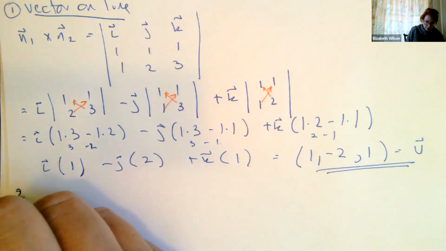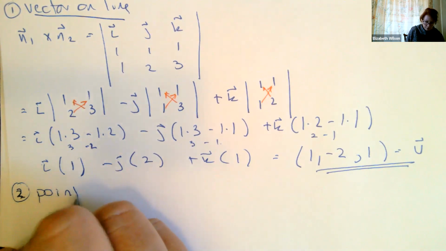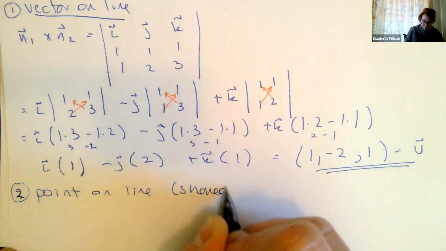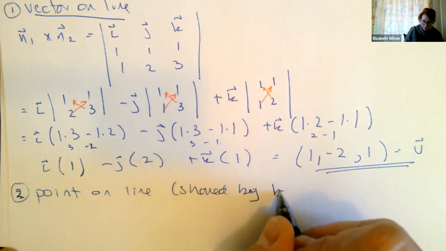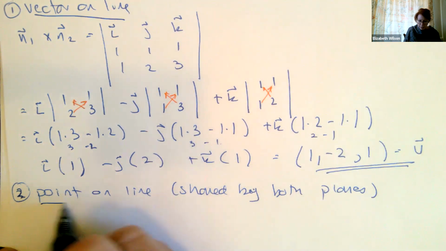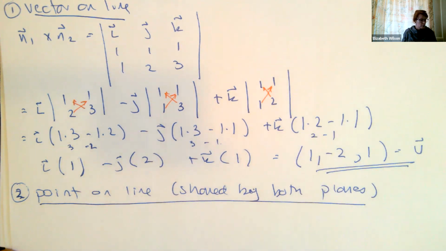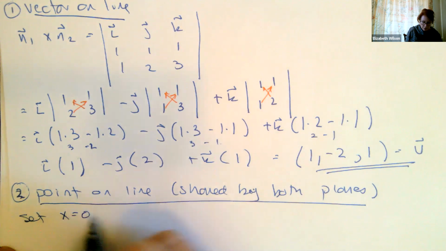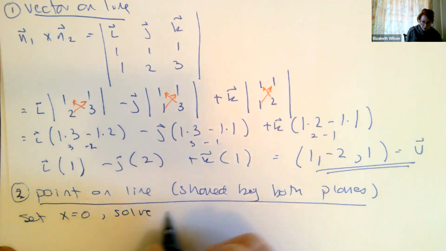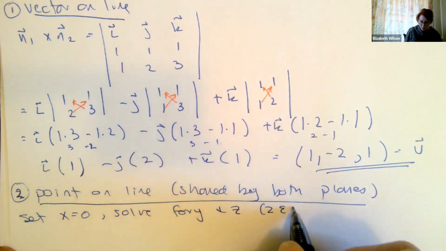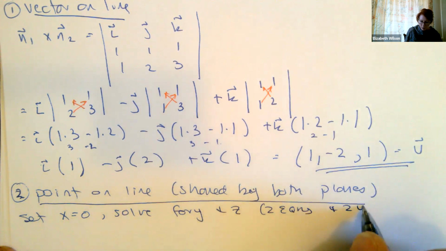Now we need a point on the line, which is shared by both planes. So I need a point that's common between the two planes. What I'm going to do is set x equal to 0 and then solve for y and z. I'll have 2 equations and 2 unknowns.